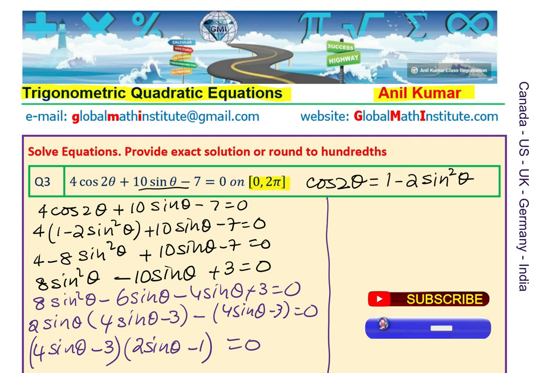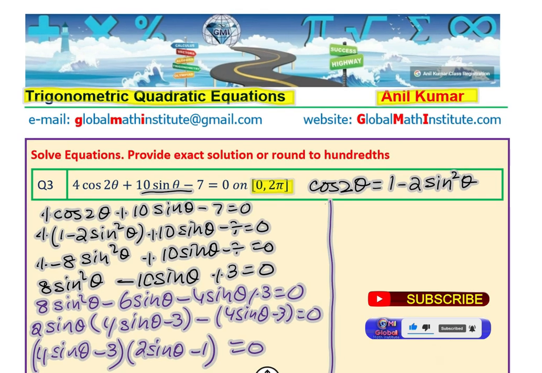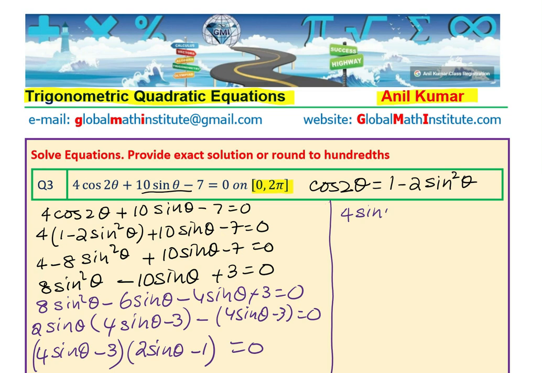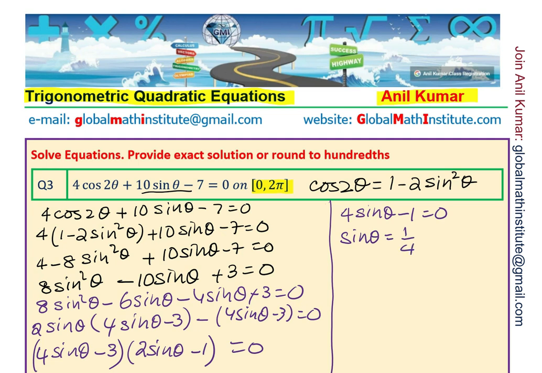So clearly, we have two factors which can be equated to 0. So we get 4 sine theta minus 1 equals 0, meaning sine theta equals 1 by 4.